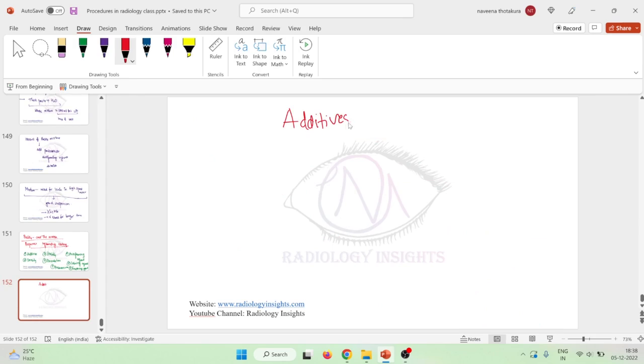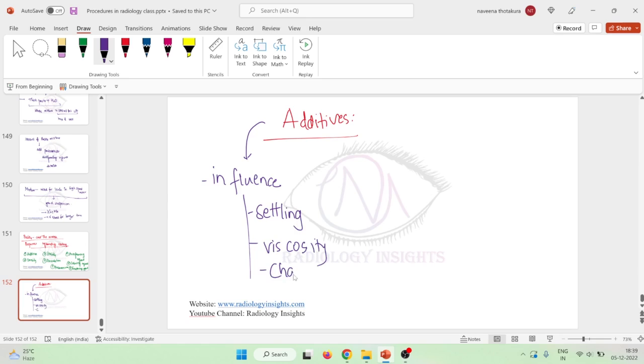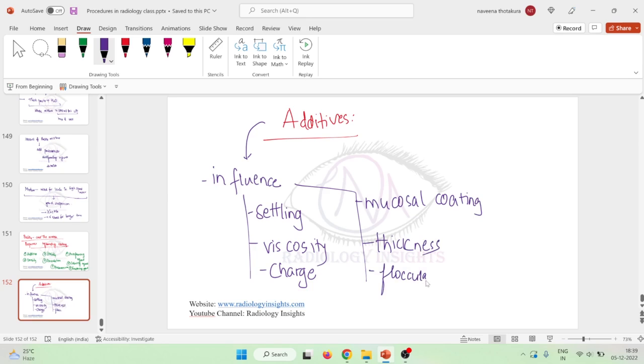Now, when you add additives, these additives will influence the stability or settling of barium sulfate. It will influence the viscosity, the charge of the barium sulfate molecule. It will also influence the mucosal coating definitely, and it will also influence the thickness of the barium sulfate, and also the flocculation or precipitation of barium sulfate in the secretions is influenced by additives.